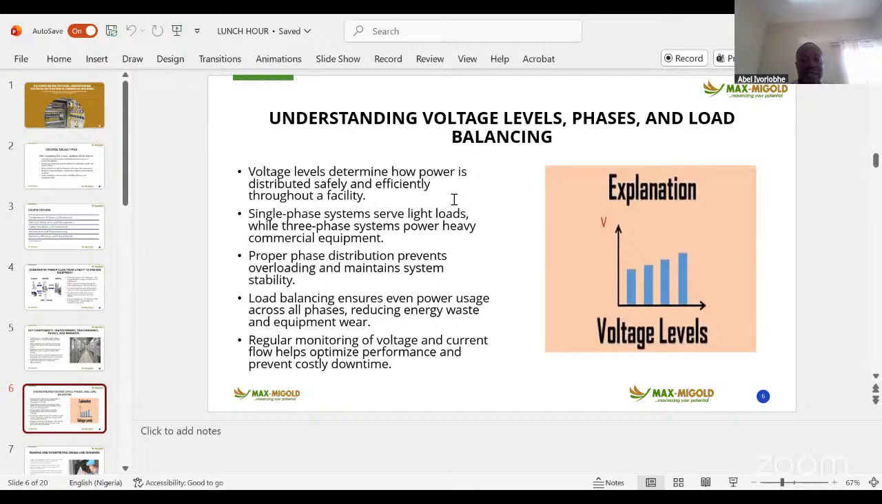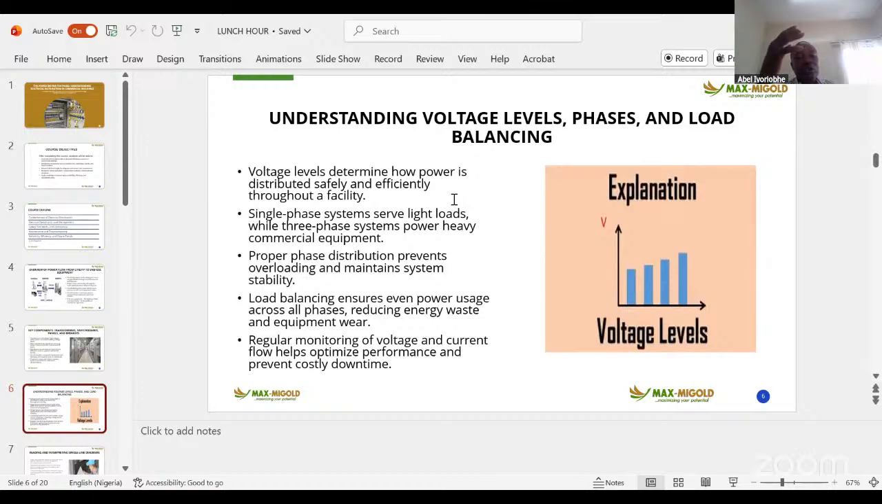Single phase systems serve light load. They are used to drive our electric bulb, computer, some AC that are not up to three phase units, and so on. While a three phase motor or multi phase are used to drive industrial load like your lift. Single phase cannot drive your lift. It's the three phase put together that can drive your lift. When I mean three phase, three wires and neutral are called three phase, while a single wire and a neutral is called a single phase.